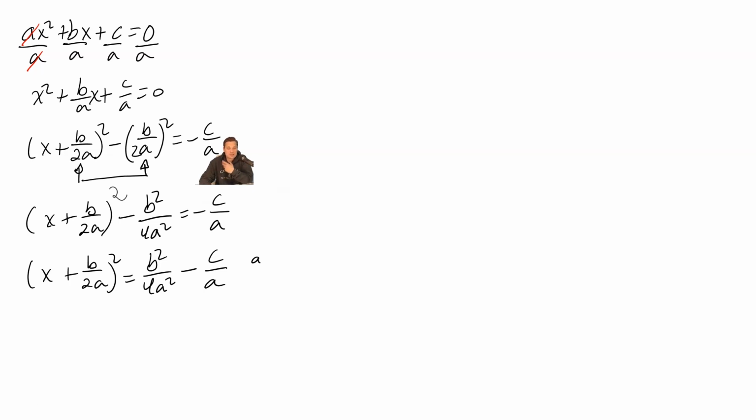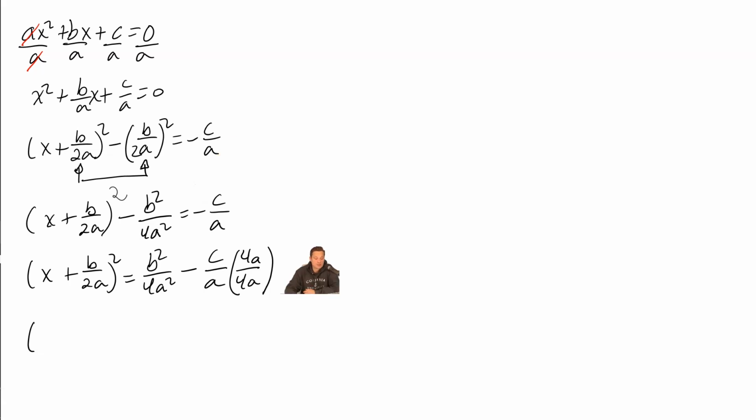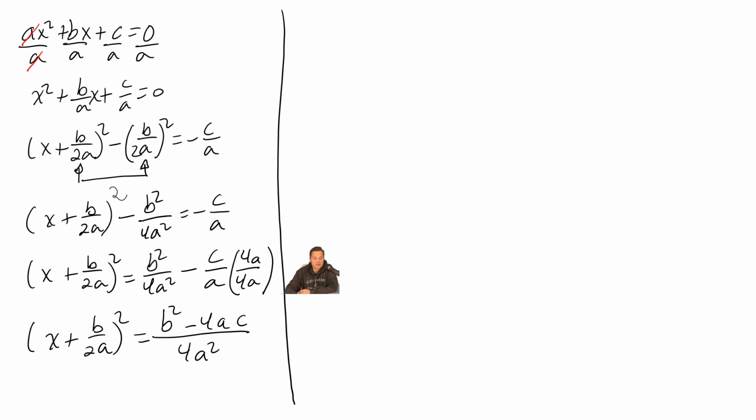So for that reason, I have to take c over a and multiply by whatever will make the bottom equal to 4a squared. And that is appropriately 4a over 4a, and that 4a over 4a is really a form of the number 1 because anything divided by itself is 1. So I'm just making the same denominator, as you always need when adding or subtracting fractions. At the bottom step now, I have x plus b over 2a squared equals, and I'm going to rewrite this as b squared minus 4ac over 4a squared. I can do that because at the previous step, I made the bottoms the same.